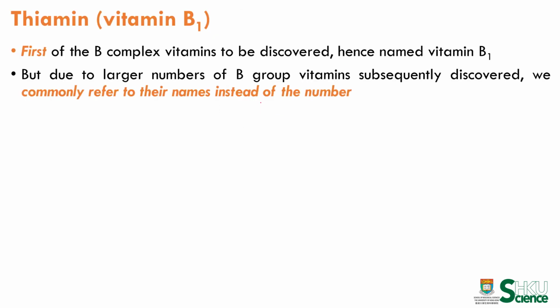Thiamine is actually the first of the B-complex vitamins to be discovered, and therefore in the old days is called vitamin B1. Now notice that the number in vitamin B1 is written as a subscript, which is a very important feature of how you write the numbering system of vitamin Bs.